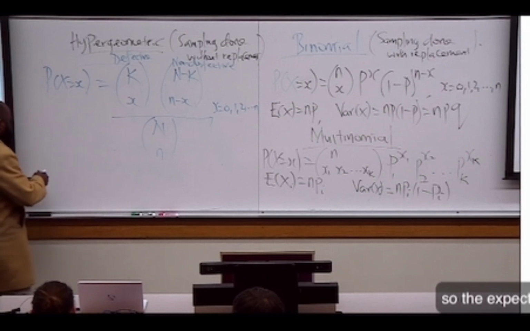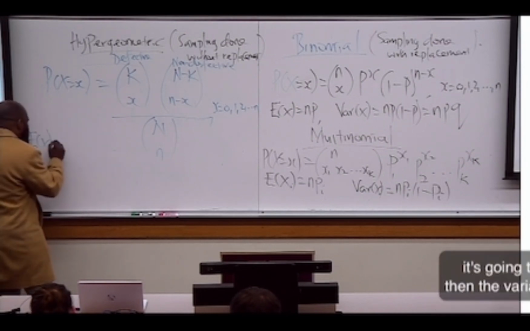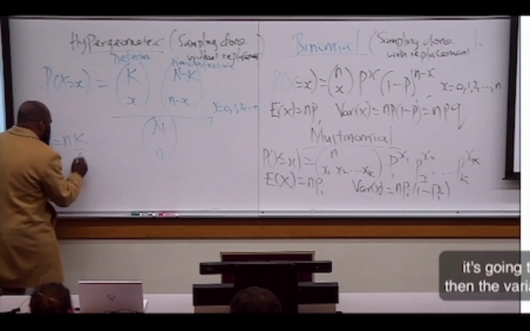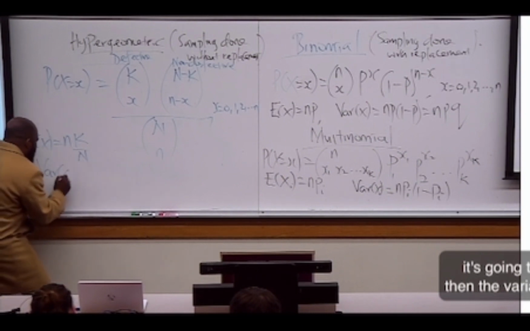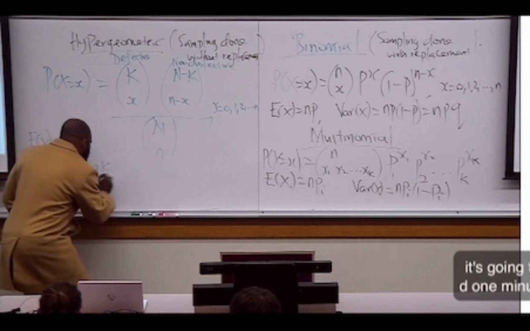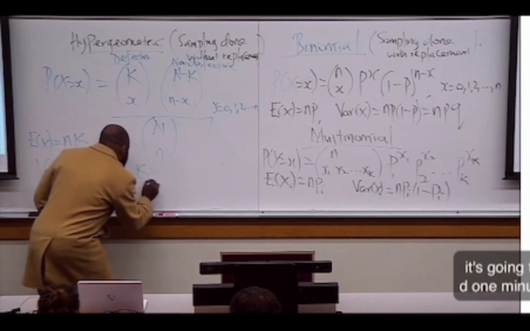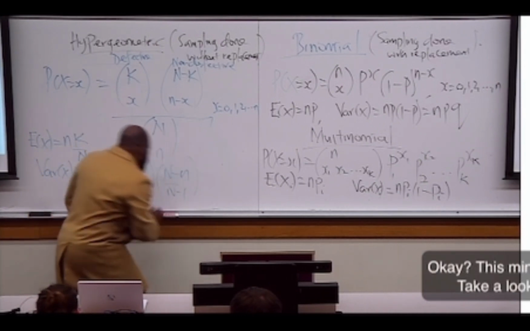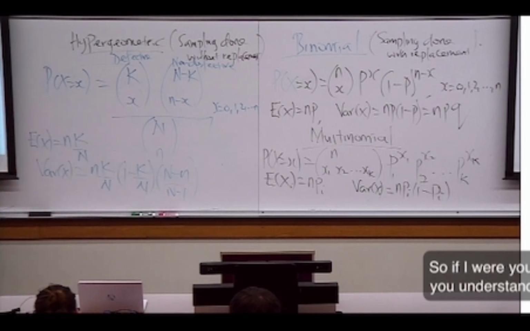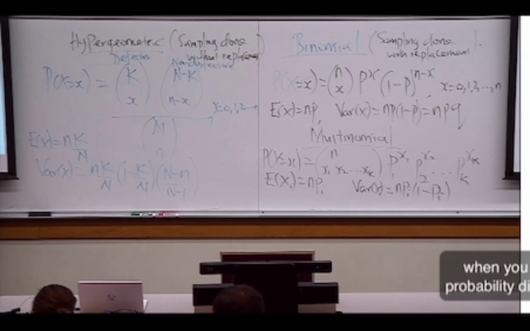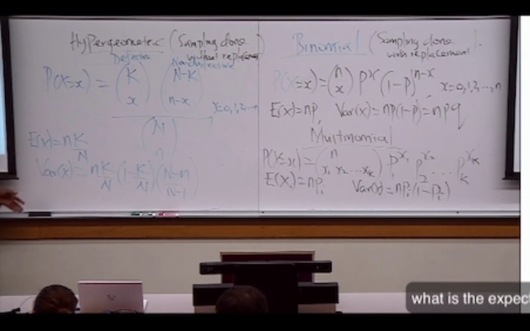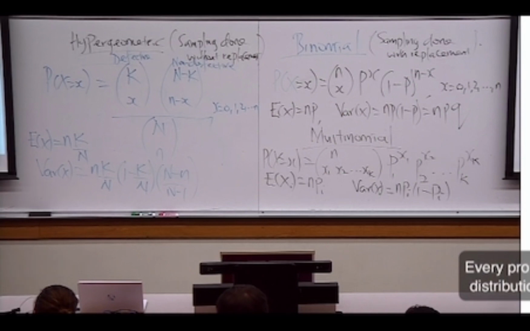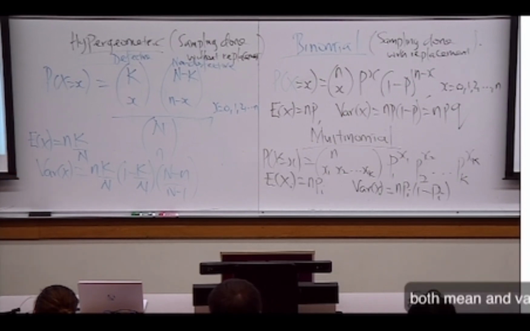So the expectation of x here is going to be nK over N. Then the variance of x here is going to be n K over N times (1 minus K over N), times the finite-population factor. Take a look at that. If I were you, make sure you understand what happens when you have a probability distribution: what is the expected value of x? What is the mean of x? Every probability distribution has both a mean and a variance formula.